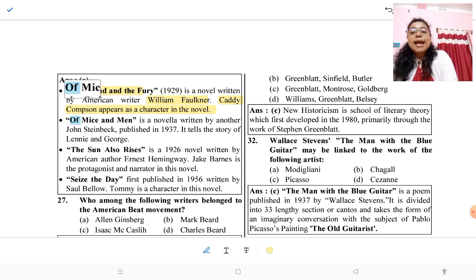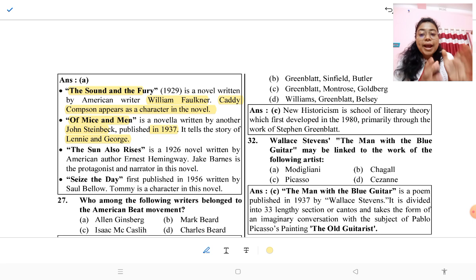Then, Of Mice and Men is a novella written by John Steinbeck. I don't know why they use the word another. It is a novella published in 1937. It tells the story of Lenny and George. George is a practical man, and Lenny is a man who has a disability. He is so innocent, and you know that he killed a woman in the novella. And John Steinbeck was also a Nobel laureate.